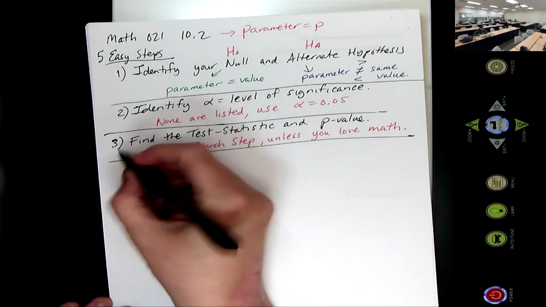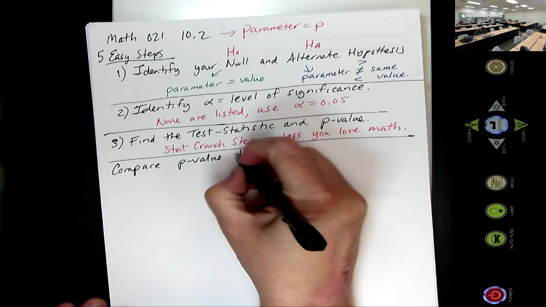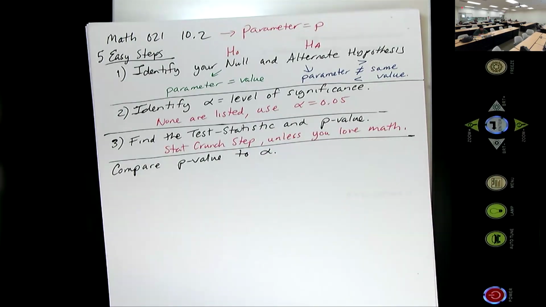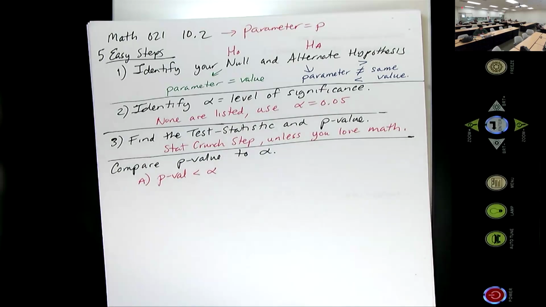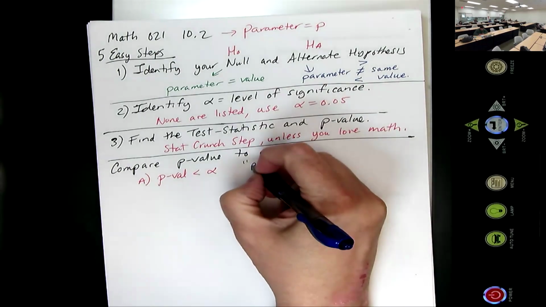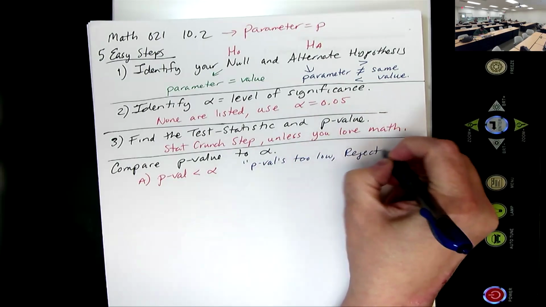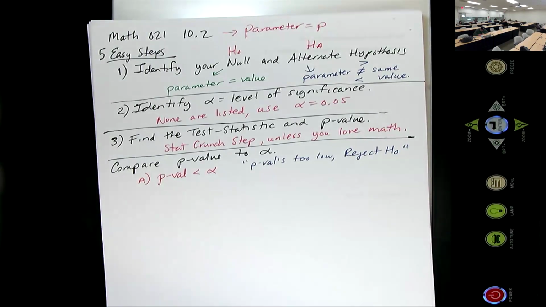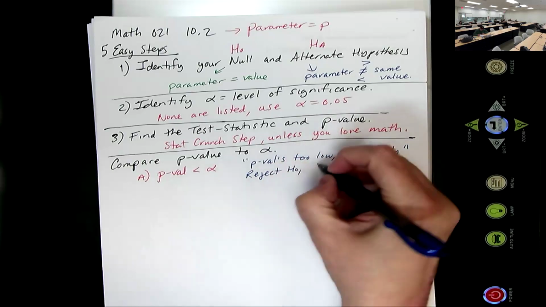Then we compare our p-value to alpha. This gives us 2 scenarios. If the p-value is less than alpha, i.e. the p-value is too low, reject the H naught. So we will reject H naught, support HA.